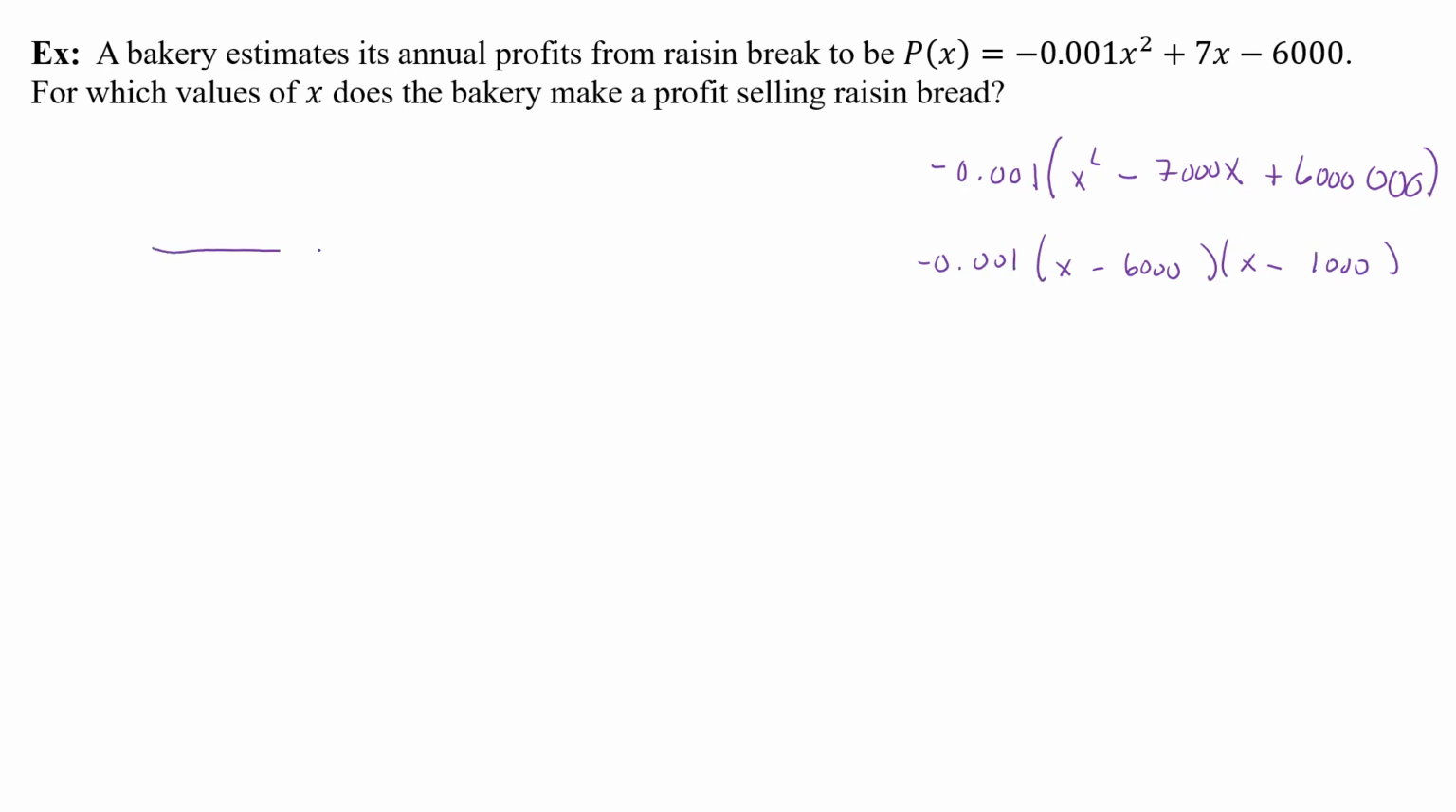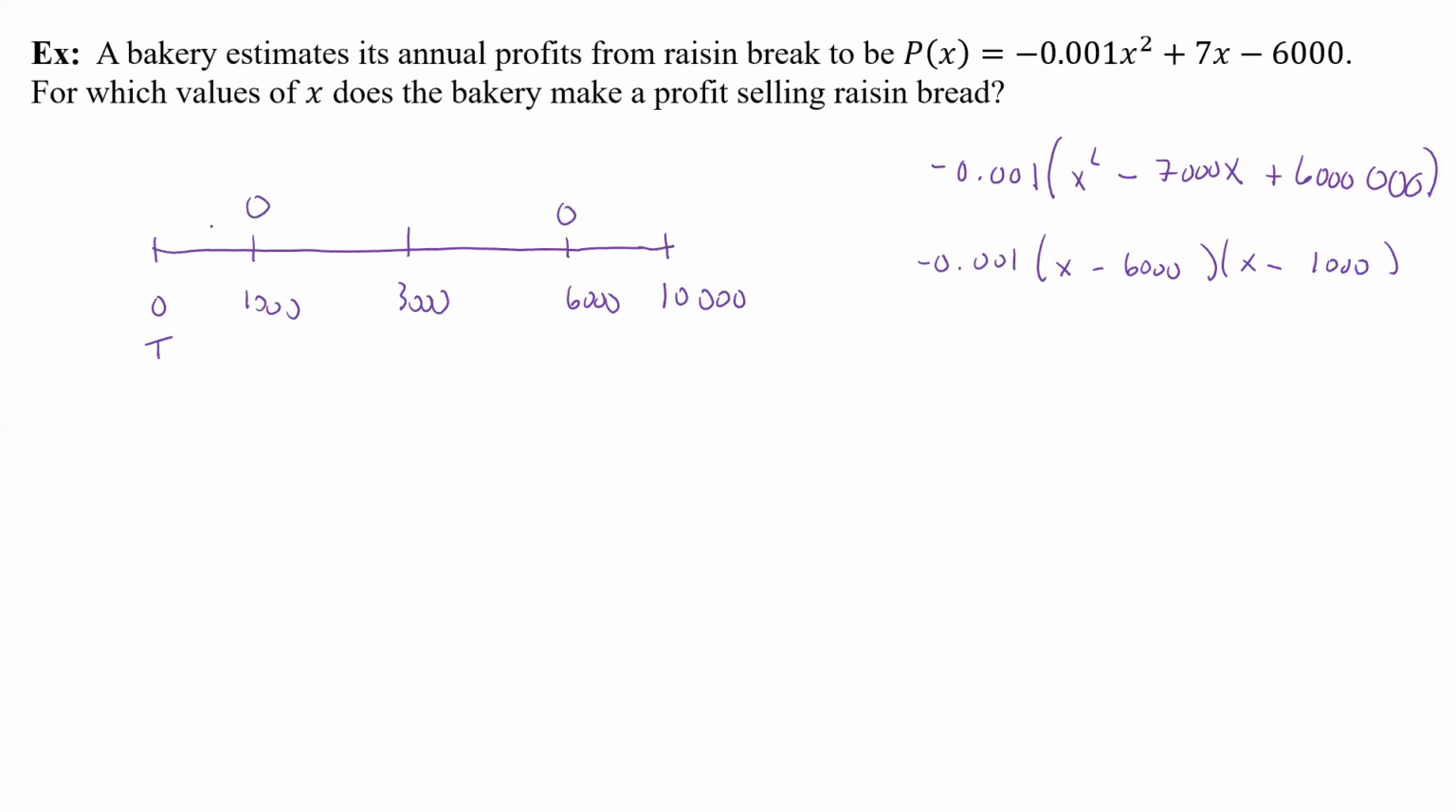And so now I can draw a number line on this one. I don't have a rational function, I just have a polynomial, so that's kind of nice. So now we have something at 1,000 and something at 6,000. And now we just have to come up with test points in between. So let's do 0. Let's do, I don't know, 3,000. And let's go far out there. How about 10,000? Okay, so these are zeros.